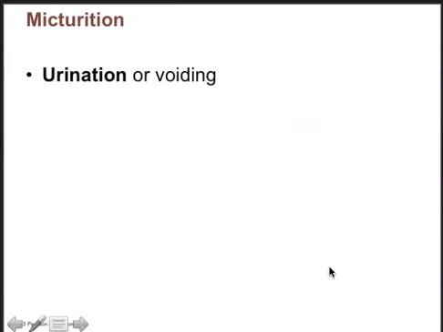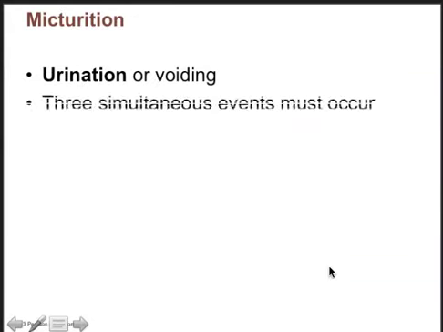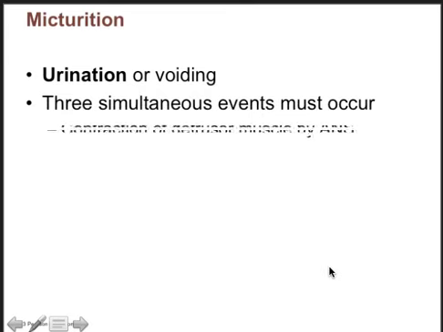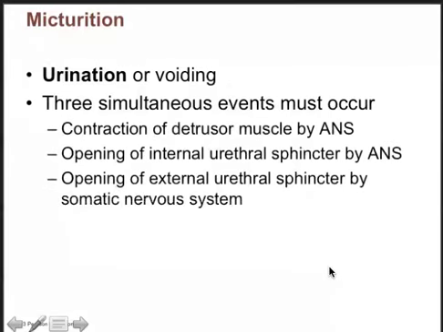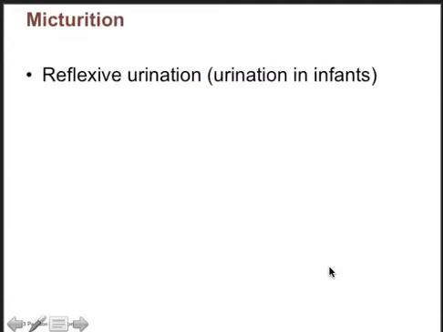Okay, micturition is basically the act of urination. There are three simultaneous events that have to happen. We have to have a contraction of the detrusor muscle to squeeze the bladder. We have to open the internal urethral sphincter. This occurs as a result of input by the autonomic nervous system. And we have to open the external urethral sphincter by voluntary control. Okay, the somatic nervous system comes in there.